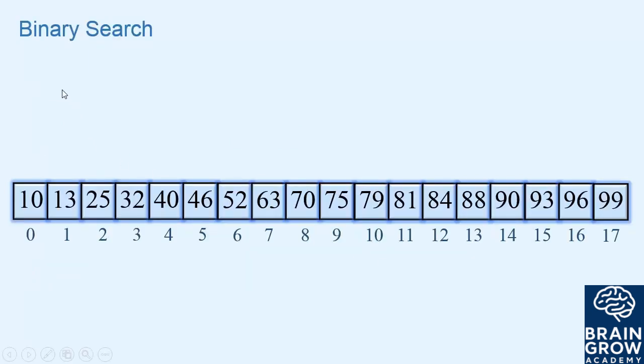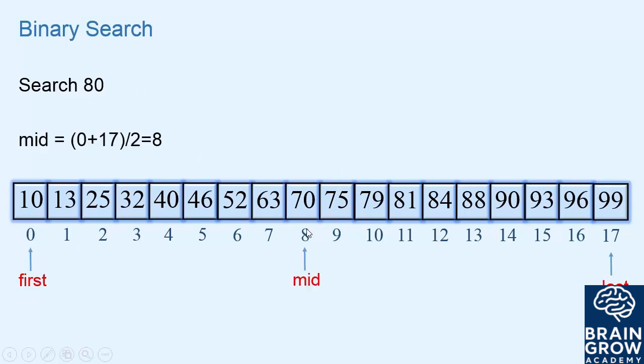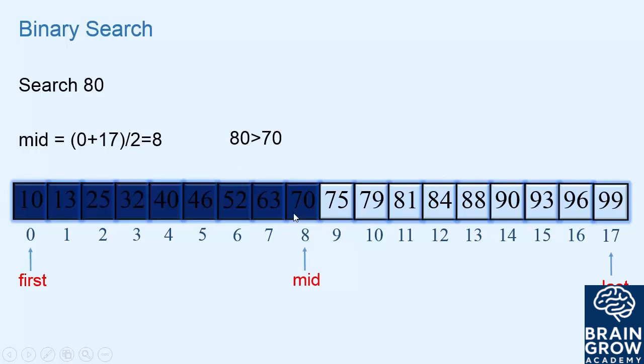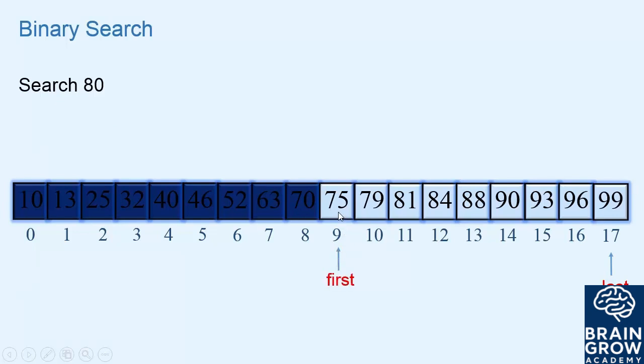Now we'll see an example of unsuccessful search. Suppose we have to search for this value 80 in this array. This is first, this is last. We calculate mid. Now 80 is greater than 70. So we have to search in this right half. We ignore this left half and this middle element. And we update the value of first. So now first is equal to 9. We have to search in this subarray.